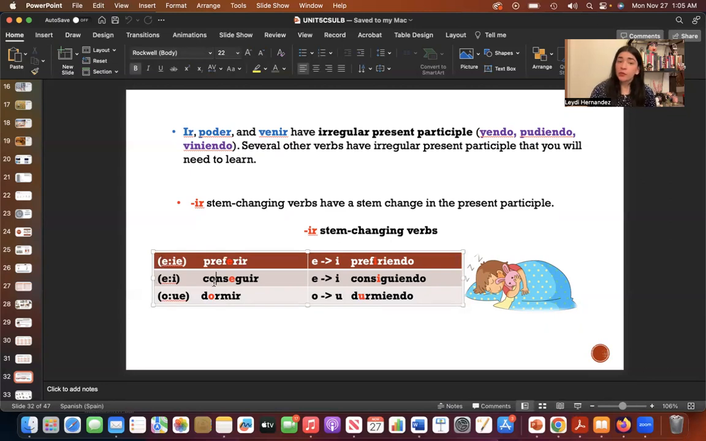Now, conseguir, which is to obtain or to get, has a stem change from E to I. So when we conjugate it in the present progressive, we're gonna say consiguiendo, not conseguiendo, consiguiendo. And then dormir, which is to sleep, will be durmiendo, because it has a stem change from O to UE. Okay, so we have a stem change in the present progressive only for IR verbs.